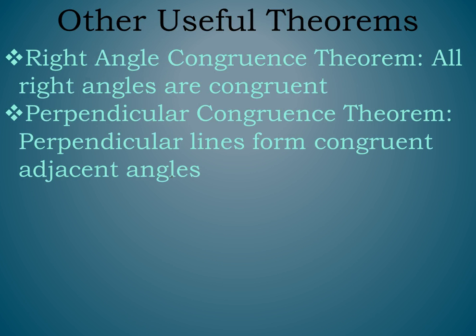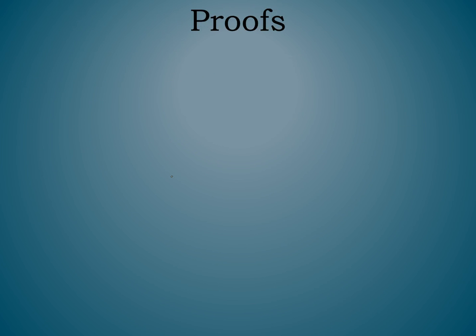Some other useful theorems, we're not going to prove either one of these two, but we can use them in the future. We have our right angle congruence theorem, which is all right angles are congruent. And our perpendicular congruence theorem, which is perpendicular lines form congruent adjacent angles. So our first proof, we're going to prove the congruent supplements theorem.